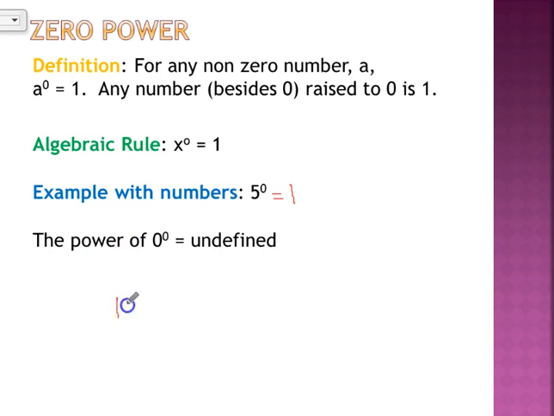So any number, it could be 100 to the 0th power, it'll be 1. It could be negative 636 to the 0th power. It's going to be 1. Anything raised to the 0th power is going to be 1. I'm going to the next slide now.